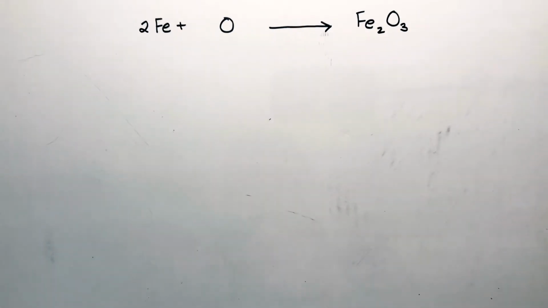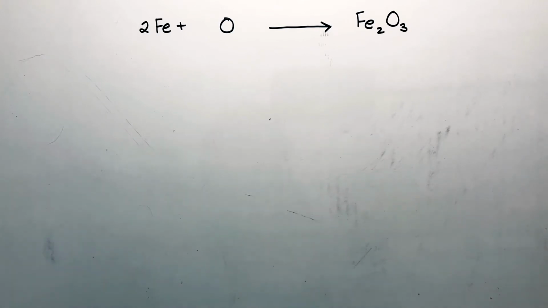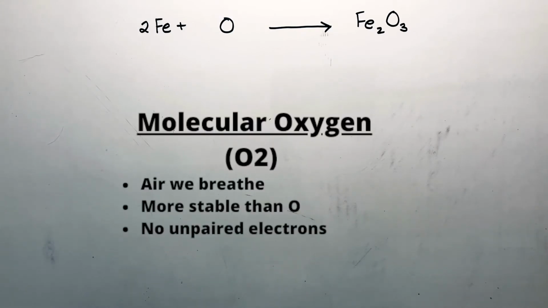So oxygen has generally 3 forms that it takes. The first form, atomic oxygen, is just a single little oxygen all by itself. This kind of oxygen doesn't exist naturally very long because it's very reactive and unstable. In space, however, there's plenty of ultraviolet radiation, so O2 molecules are broken apart easily and they create these atomic oxygens. The next one, molecular oxygen, is the air we breathe.